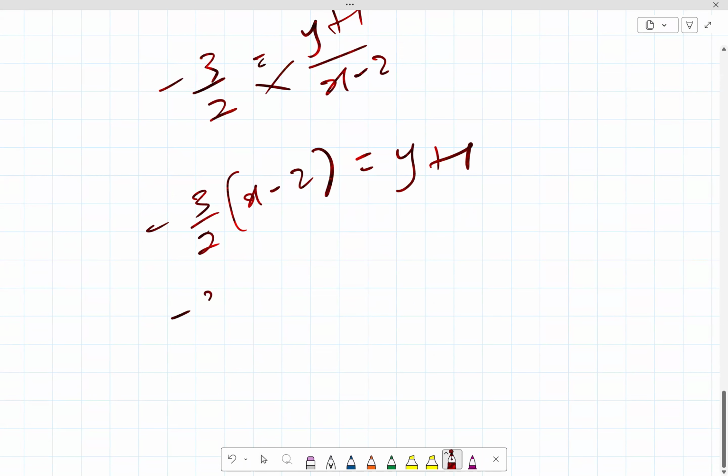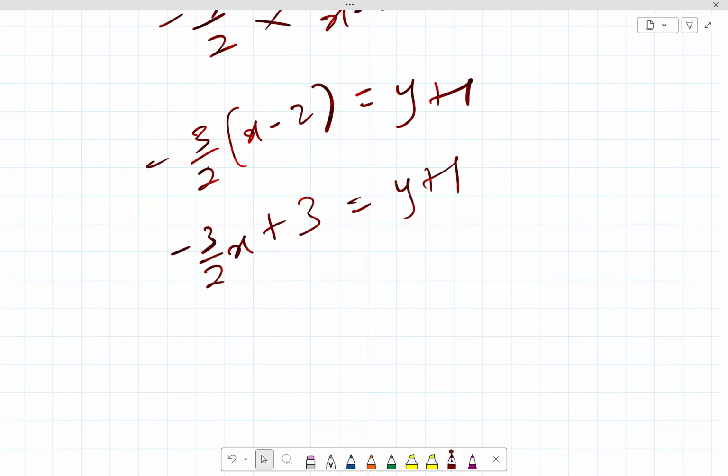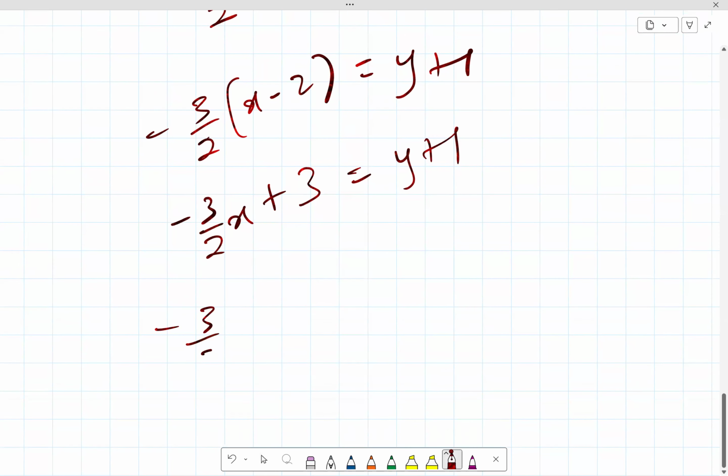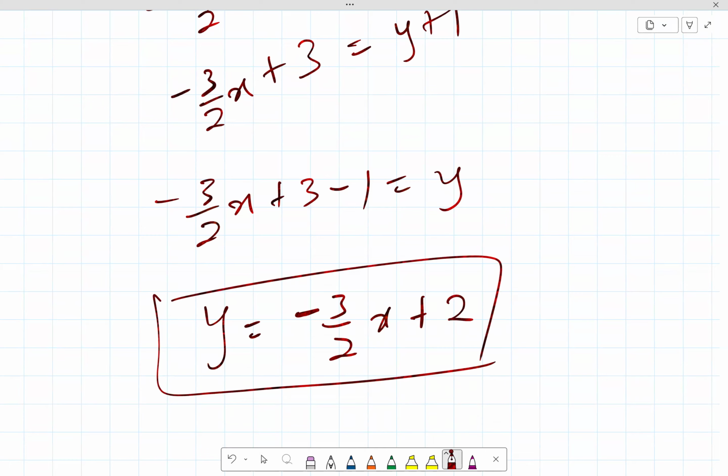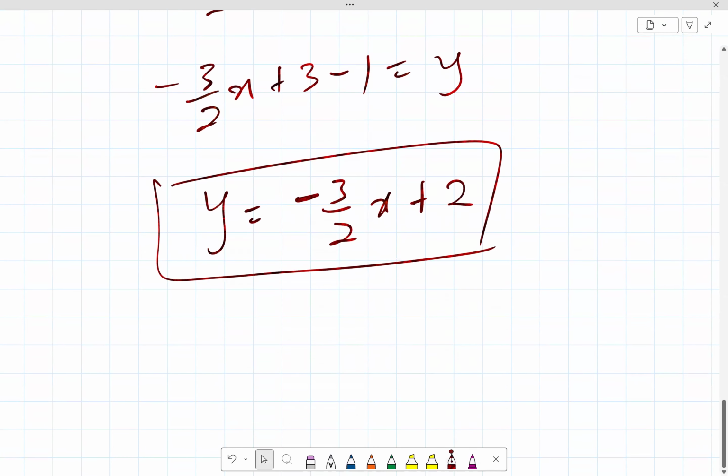So we then have -3/2 x, then minus and minus is plus, and 2 cancels 2, so we just have 3 here. And this is equal to y + 1. So we have -3/2 x + 3 - 1 = y. So y is -3/2 x + 2, like this. So this is the y = mx + c form. You see the slope remains the same. Now we have the intercept to be 2.